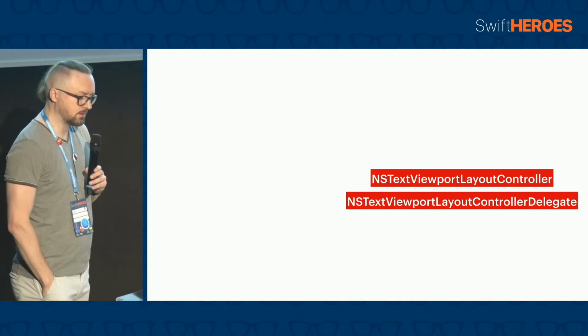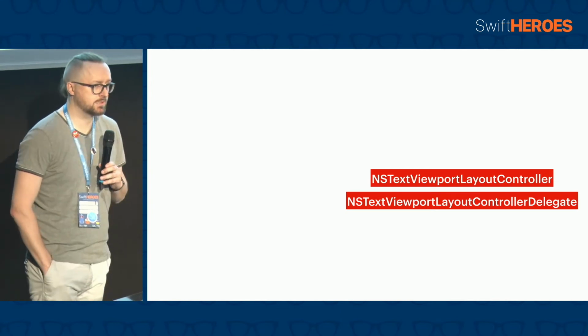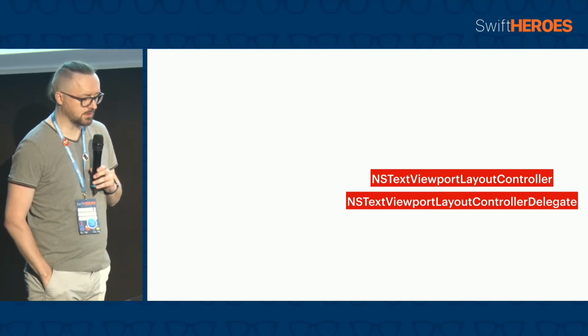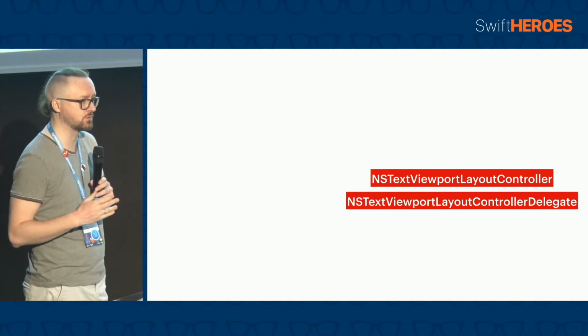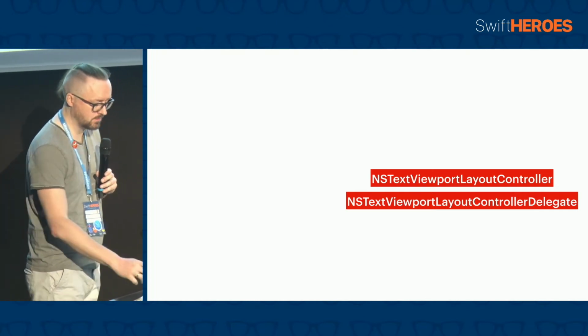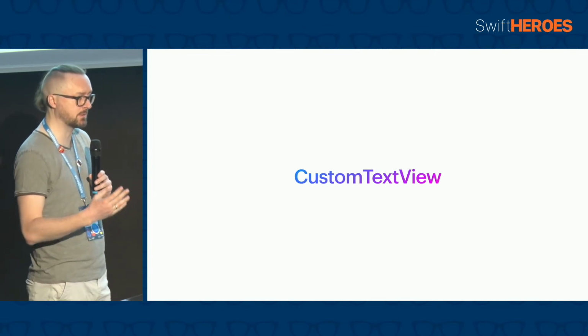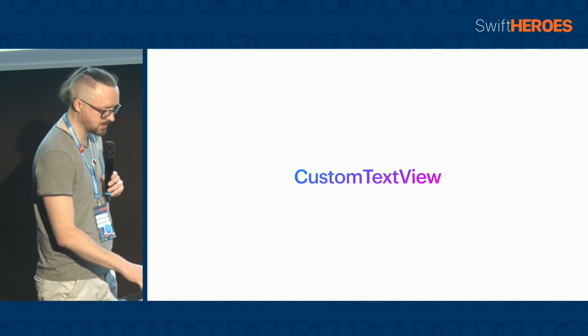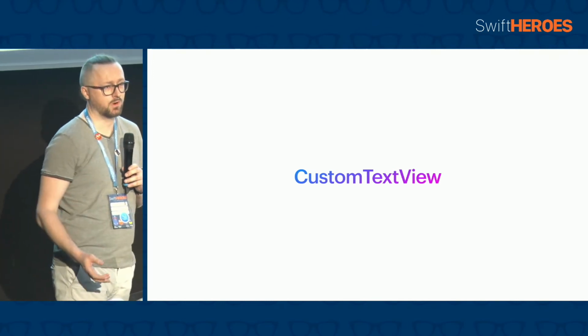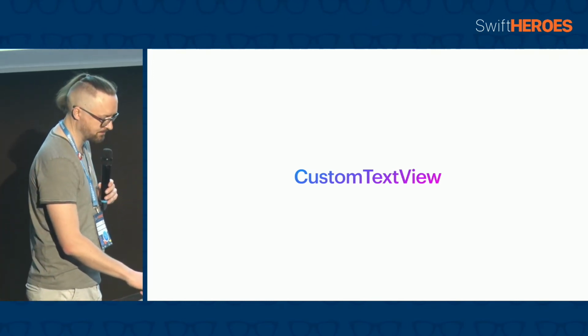The last one, the viewport, this is the new one. The viewport layout controller is the new thing, and we don't really have control over that from NSTextView. That's why we go with the custom text view. Also, a custom text view is the solution to all the problems. Unfortunately, it requires re-implementing NSTextView.